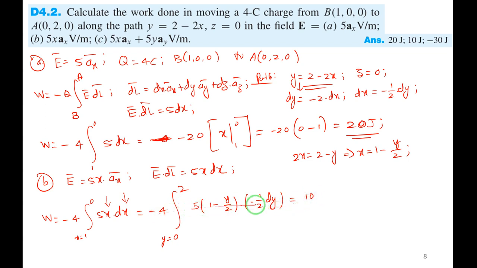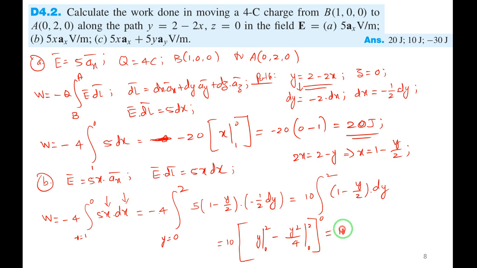So minus 4 into 5 into minus half: minus into minus is plus, 5 into 4 is 20, 20 by 2 is 10. Directly I have written it, right? The 5 is already taken care of. So the integral of 1 minus y by 2 into dy. I hope you got it. What I have done? So 10 into, integrate with respect to y. So y, and y square by 2 with the 1 by 2 gives y square by 4. The limit is from 0 to 2, so substitute upper limit minus lower limit.